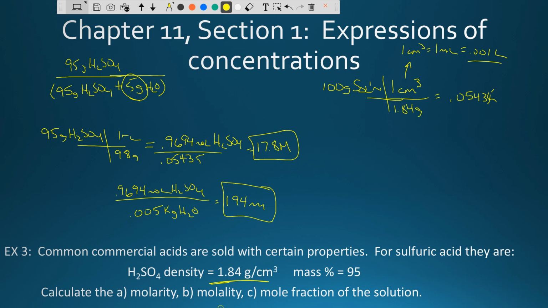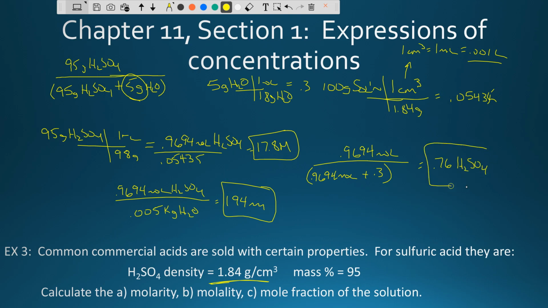Okay, last one is mole fraction. And if I take my 5 grams and I divide that to get my moles, 18 grams of water per mole, I end up with 0.3 moles of water. Okay, so if it's going to be a mole fraction, I take my 0.9694 moles of solute over my 0.9694 moles of solute plus my 0.3 moles of water. And so I end up with a 0.76 mole fraction for my sulfuric acid. Notice that's pretty high. So I have a 0.24 mole fraction of water there.